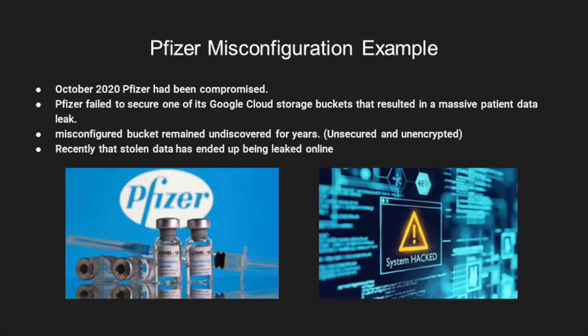Next, we'll move on to a real-life example of a misconfiguration error occurring recently. This error occurred with Pfizer, the same Pfizer that's providing the vaccines for millions of Americans. Yeah, that one. So, what happened? Back in October of 2020, Pfizer had been compromised. It seems that Pfizer failed to secure one of its Google Cloud storage buckets, and this resulted in a massive data leak. Lots of information was leaked, such as confidential medical information, full names, home addresses, and email addresses. During our research for this example, we found that the misconfigured bucket was undiscovered for years, and all throughout that time it was unsecured and unencrypted.